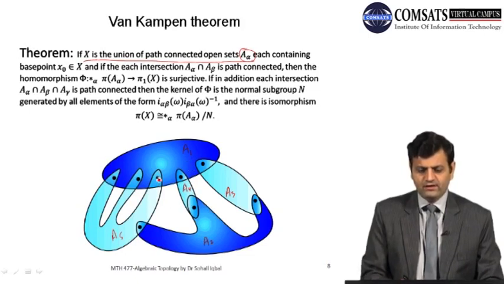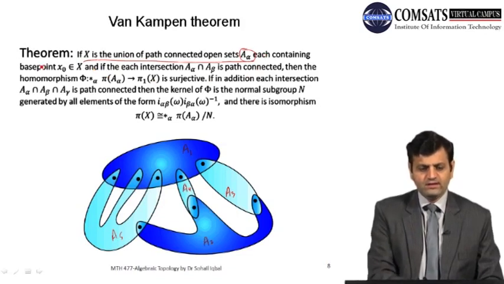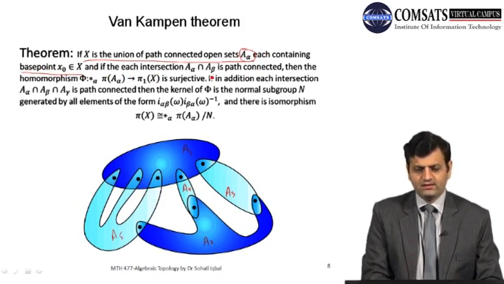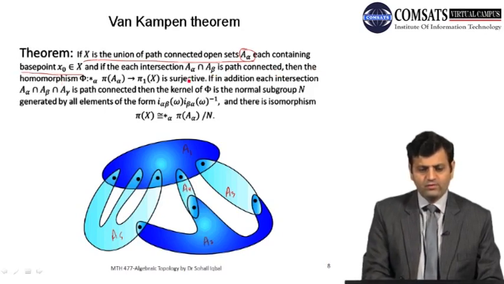So A1 and A5 intersect at these 3 sets, and A1 intersects with A4, and so on. But we have these A_i, and the only condition is that they must be path connected. So A1 is path connected, A3, A2, A4 are path connected, but we can see that the intersection of A1 with A5 is not path connected. That's an important thing to note. And containing a base point x naught belonging to X, if each intersection A alpha intersection A beta is path connected, then the homomorphism is surjective.